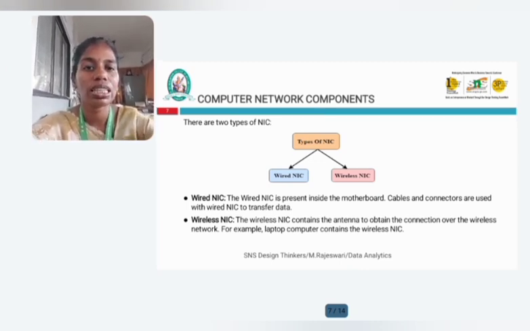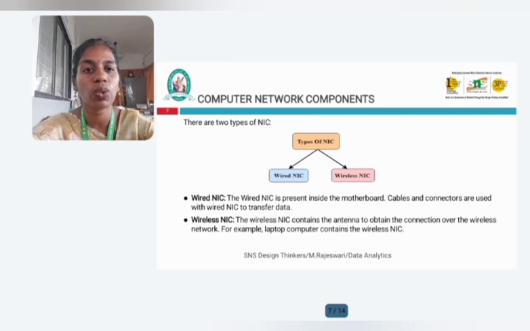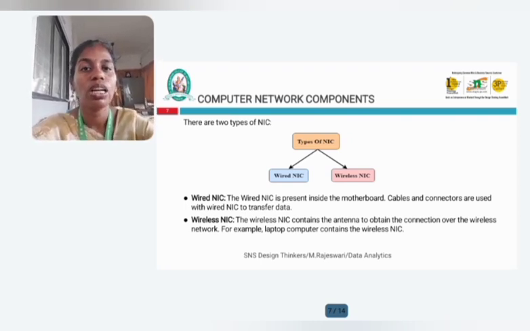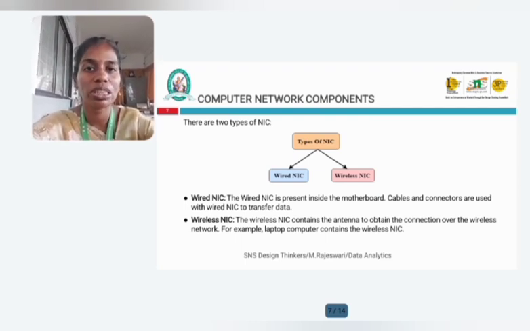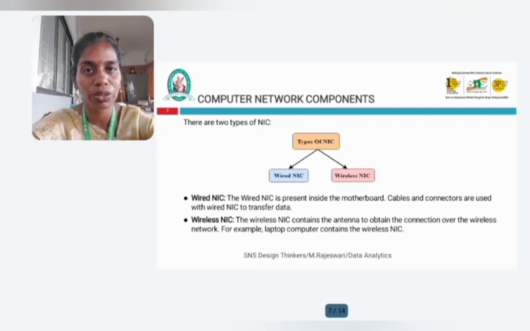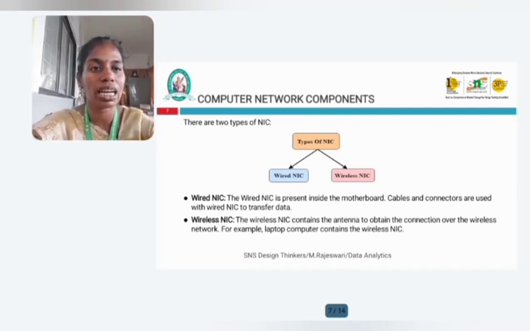The next type of NIC is the wireless NIC. The wireless NIC contains an antenna. It also needs something for communication purposes, so it uses the antenna instead of wires. In a wireless NIC, to obtain the connection over the wireless network, it uses the antenna. For example, the laptop. We all know about the laptop. It is one example of a wireless NIC. A laptop computer contains a wireless NIC.